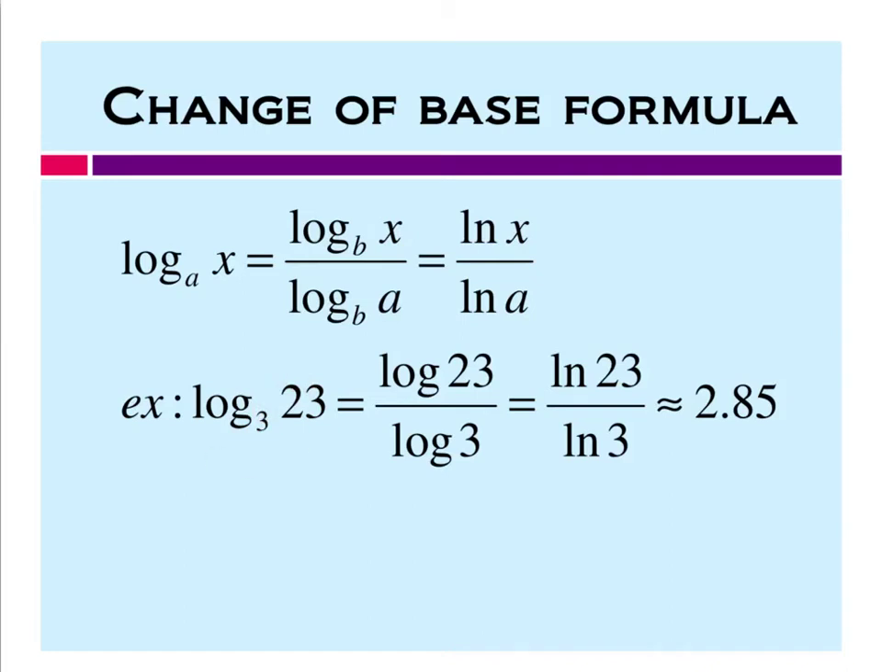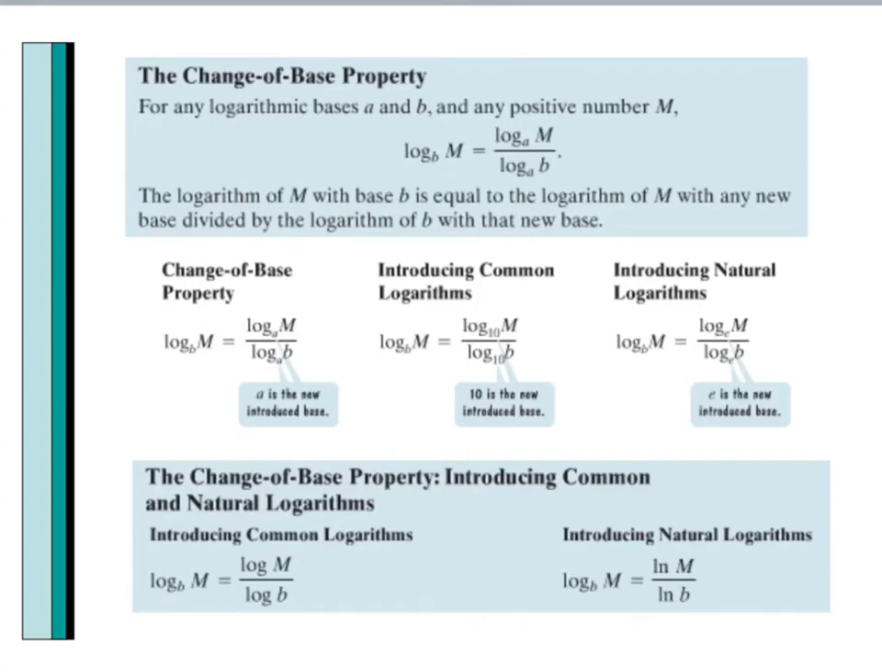So I'm going to break it up so that the log of 23 is the numerator, now it has a base of 10, and the log of 3 is in the denominator. I can also use a natural log, so if I use a common log or a natural log, I'm still going to get approximately 2.85. Again, the change of base property: you're going to take the log of the bigger value over the log of the base, and you're going to end up with that value. Again, you can use your common logarithm or your natural logarithm.